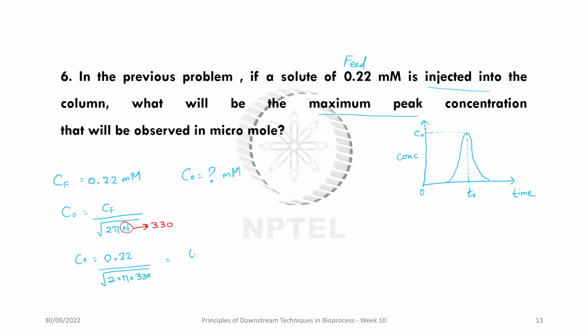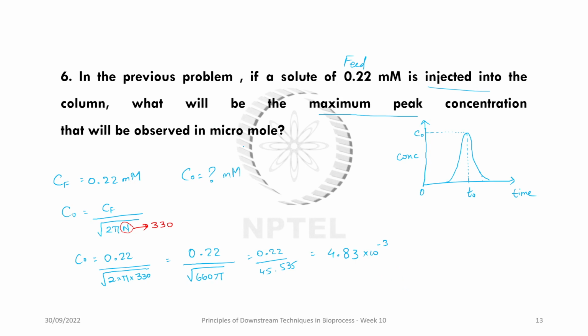It is equal to 0.22 by root of 2 pi. I'm just going to use pi in my calculator. So 660 pi. Let's see, 660 into pi is 2.073. Taking the root of that is 45.535. So dividing it, I'm getting 4.83 into 10 power minus 3. Exactly the same as Natarajan. Thank you, Natarajan.